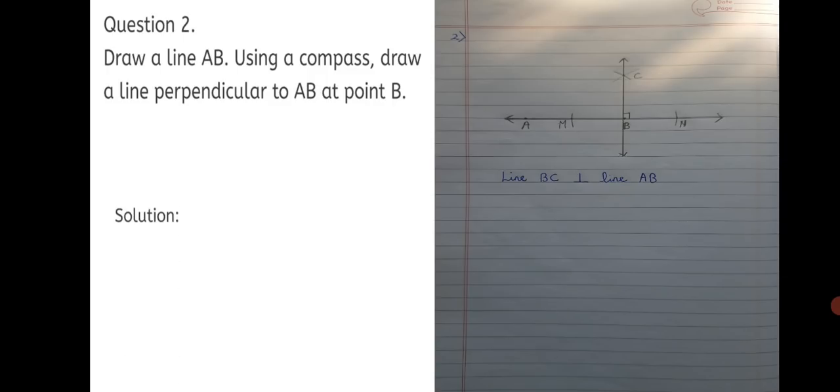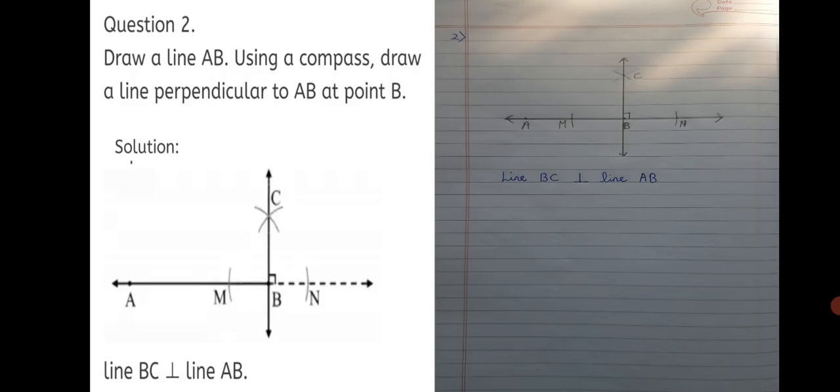Let's have a look at the answer. This way we have got AB we have to draw first, and we have to extend it further so that through B we can draw a perpendicular using a compass. So line BC is perpendicular to line AB at point B.